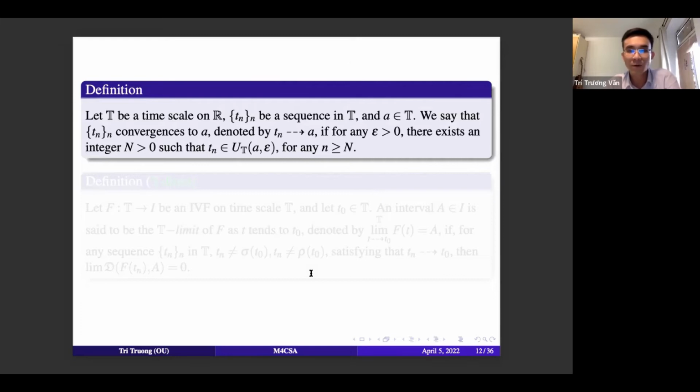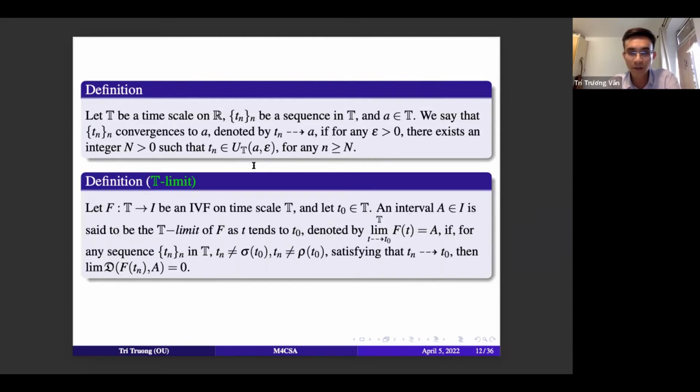And for our need to define the Diamond derivative on time scale for the interval value function, we need the limit. So we define the T limit by the sequence of the interval function based on the Hausdorff distance, like this one.